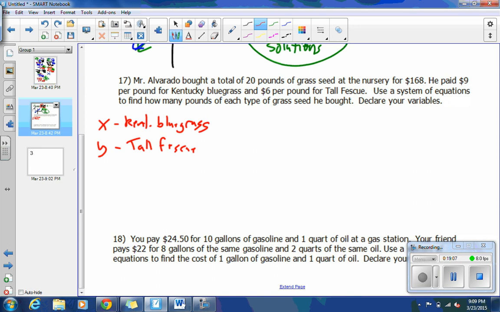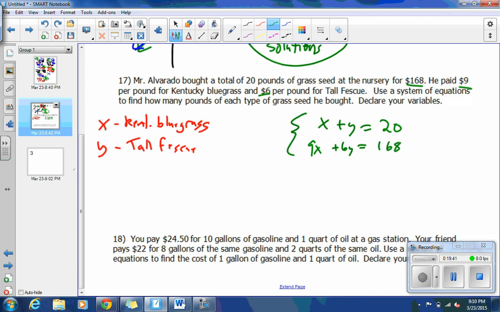He bought 20 pounds, so total x and y added together would be 20 pounds. We can say that's an equation right away: x plus y equals 20. He paid a total of $168, $9 per pound for x and $6 per pound for y. So that would be 9x plus 6y equals 168. Now we're dealing with money, so that's why I made the second equation about money. All right, there's your system.